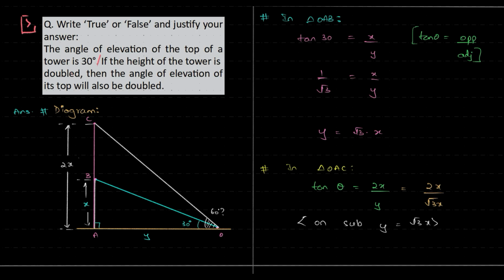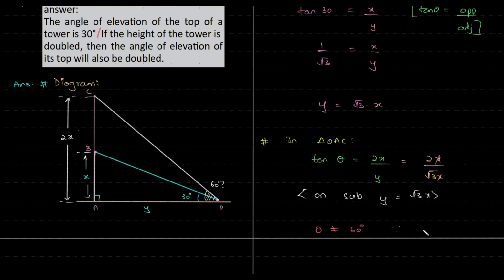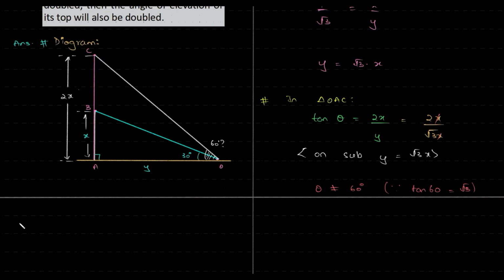Now what will happen with this? We have x and x getting cancelled, and this is 2 by root 3. Clearly, theta is not equal to 60 degree. Is it not? What is tan 60? Tan 60 is root 3. Is it not, guys? Because tan 60 is root 3. And so what can we conclude? The statement is false.